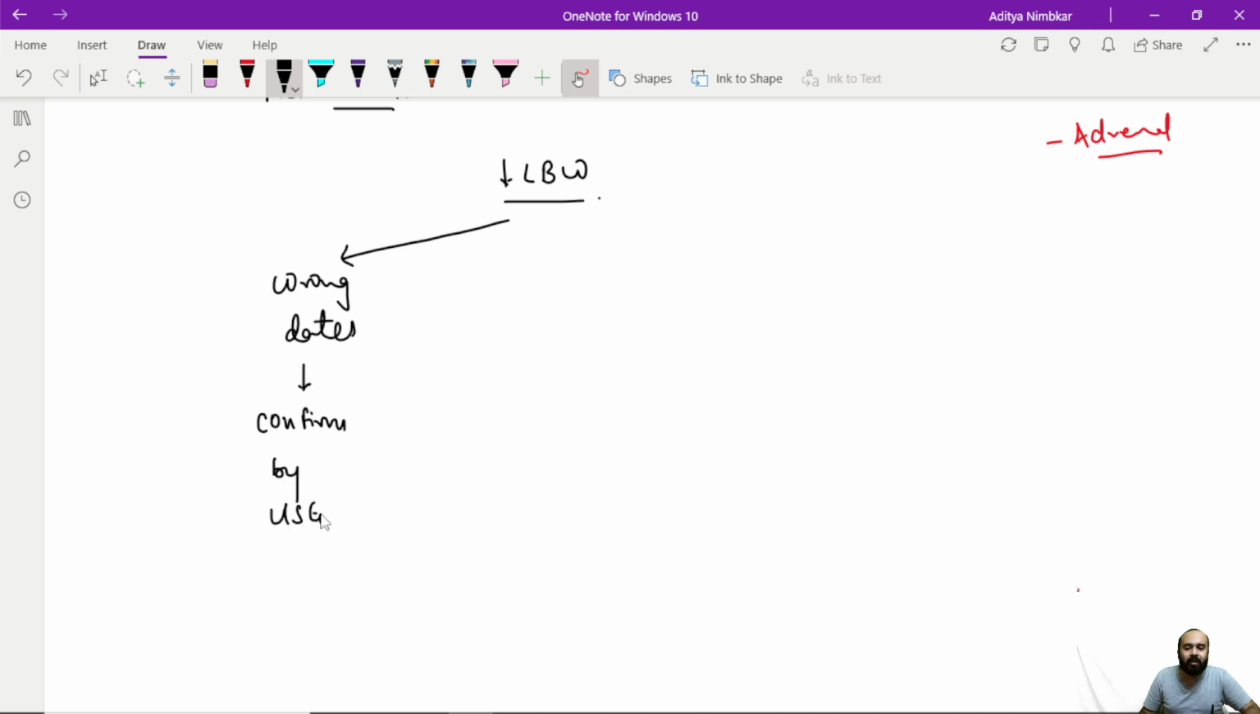Now, given that almost every village as well, even the remotest of areas, have at least one center with a USG, it is very rare for a female to not come to us with at least one USG that has been done for her. So USG can more or less confirm for me that the dates were wrong.